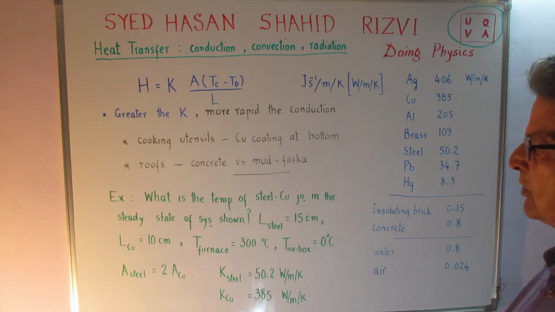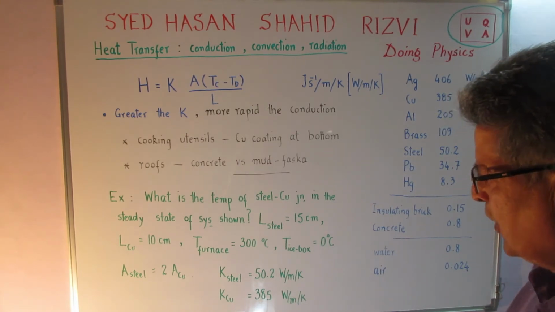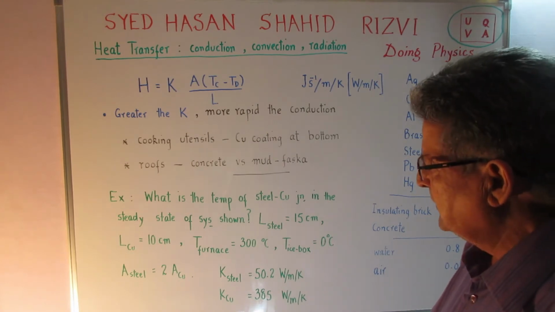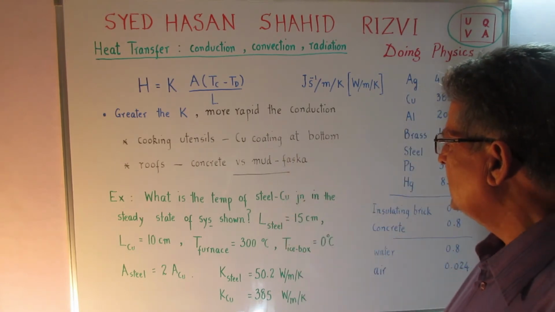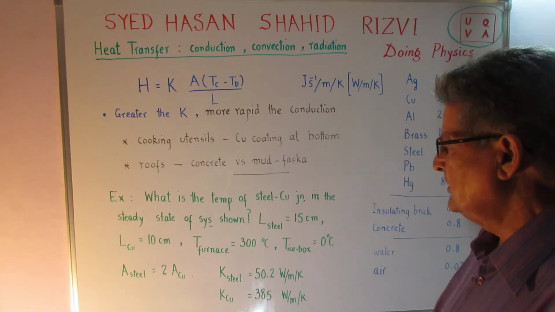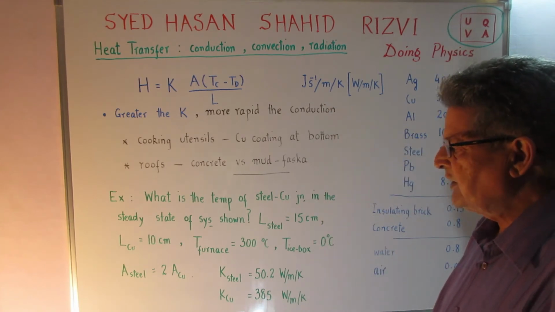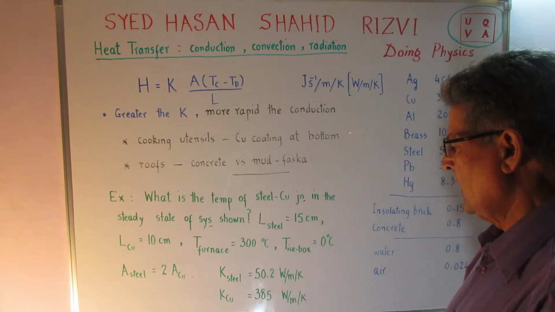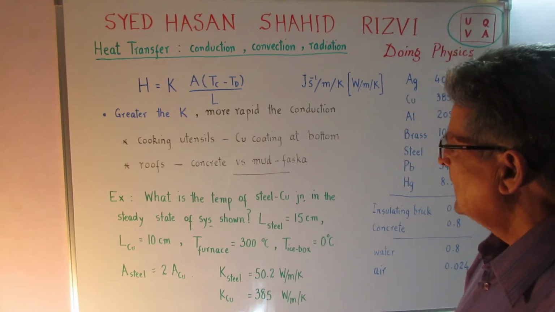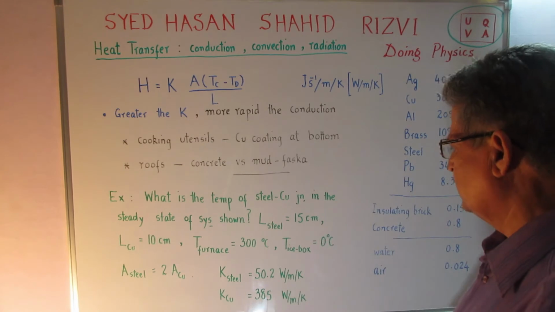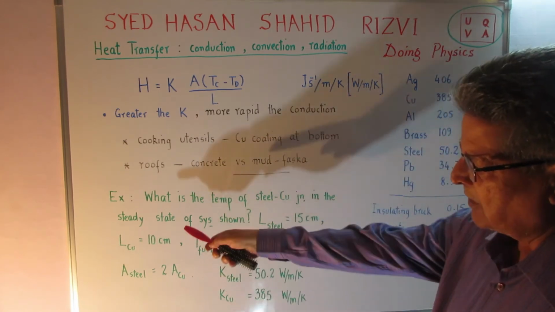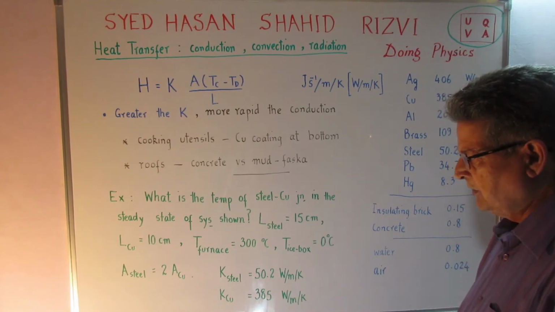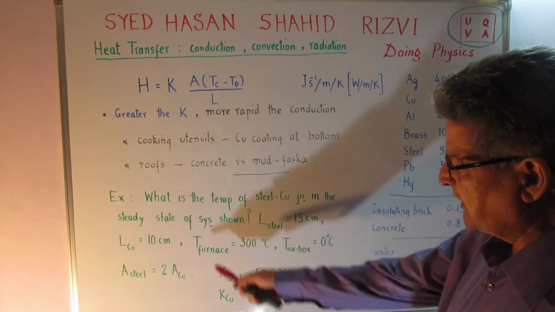Okay, now we are going to do an exercise where I want to calculate the temperature of a steel-copper junction in the steady state of the system that I will just show. I'll explain to you. The length of the steel rod is 15 centimeters, that of the copper rod which is making a junction with the steel rod is 10 centimeters.